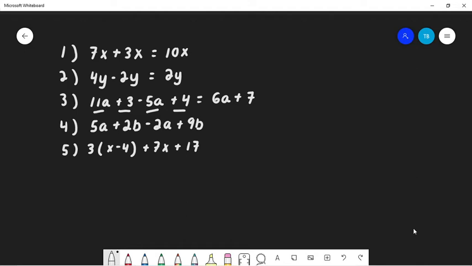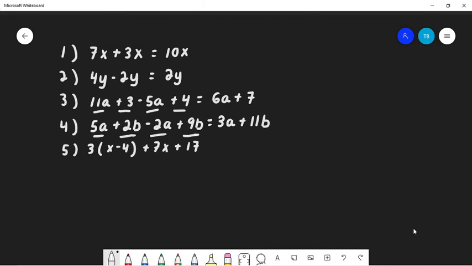So if we have 5a and minus 2a, that's going to be our first pair of like terms. So we're going to be subtracting 2 from 5. Again, we're just looking at the coefficients. So 5 minus 2 would be 3a. And then if we look at the other pair of like terms, we have a positive 2b and a positive 9b. So if we add the 2 and the 9 together, that's going to be 11b. So our final answer here would be 3a plus 11b.